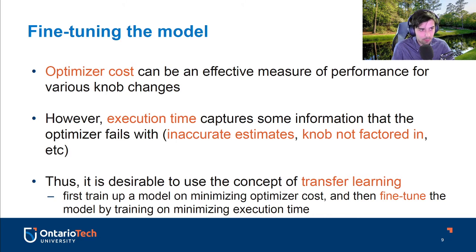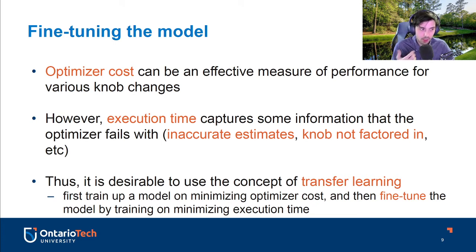So what we've come up with is fine-tuning the model. As stated before, execution time takes a long time. If we take a look at optimizer cost, we know it can be an effective measure of performance for the various knob changes. However, execution time at the end of the day will always capture most of the information that we want.